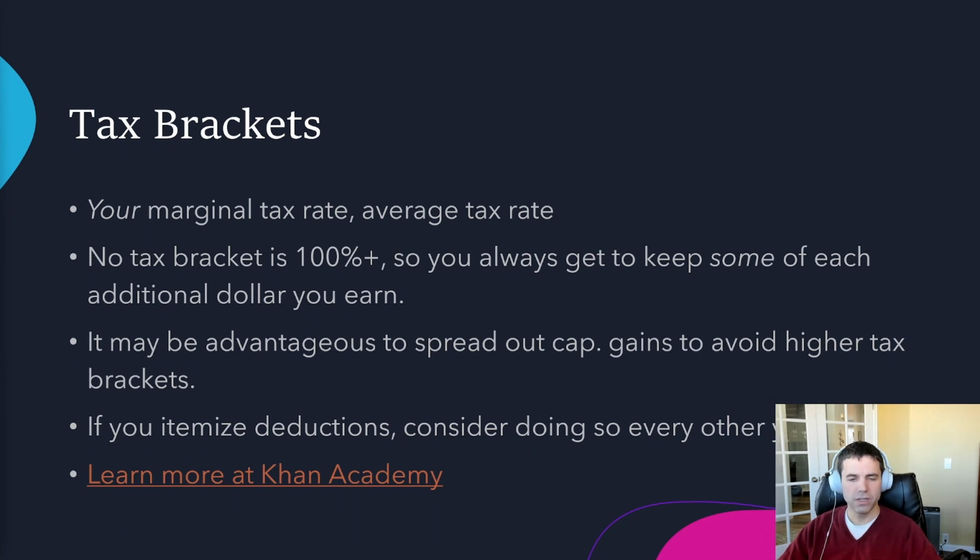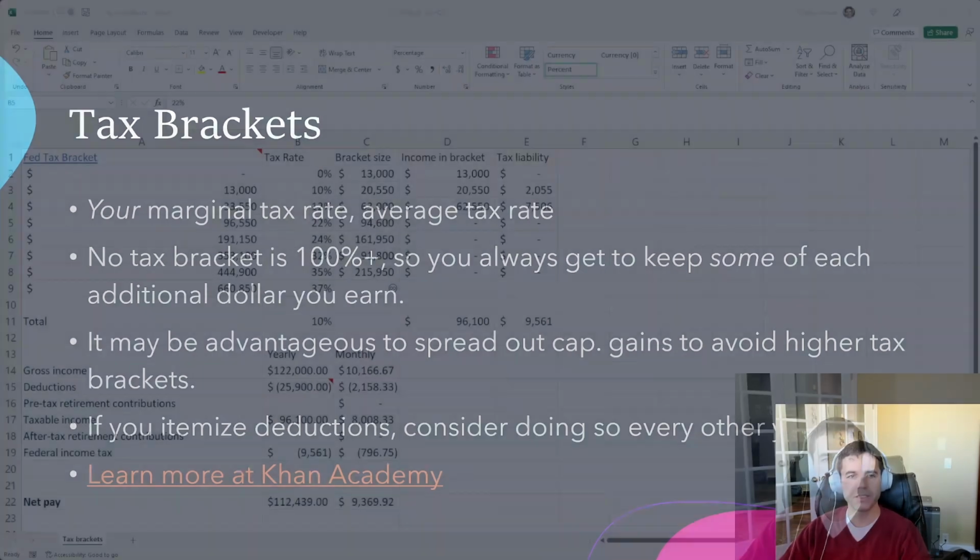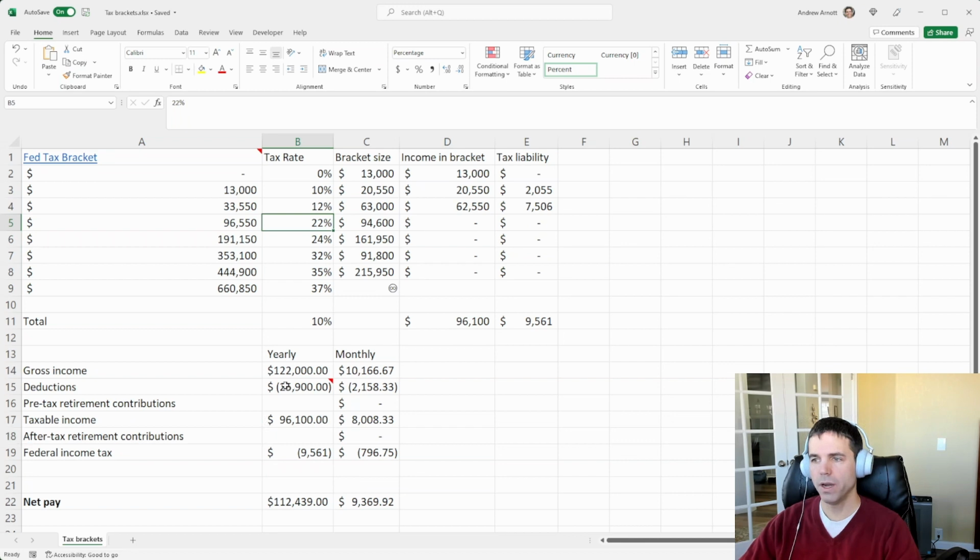There's one last trick, which is if you itemize deductions, consider doing so every other year. Now this is a very specific situation where the deductions that you claim are flexible as to when you pay them. The standard deduction is so large that most people just take it. But if you do itemize, and that might be because you have a mortgage, there are several things you can deduct, including mortgage interest at the moment. So if you have a house and you pay a mortgage, itemizing might make sense for you.